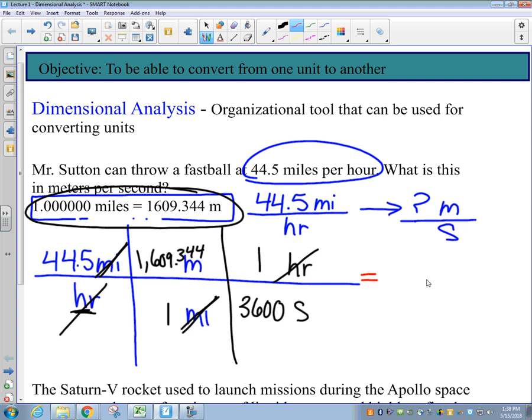We want to take all of the values in the numerator and multiply them across the top. And then we're going to divide by what we have in the denominator, so 3,600. When we go ahead and do that in our calculator, we get 19.9 meters per second. So this is our final answer.